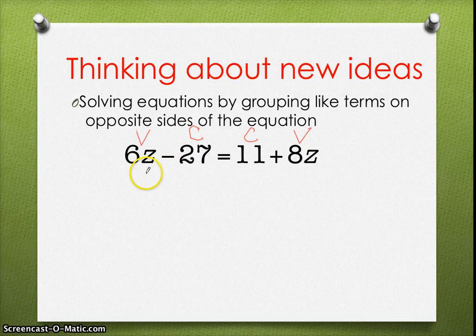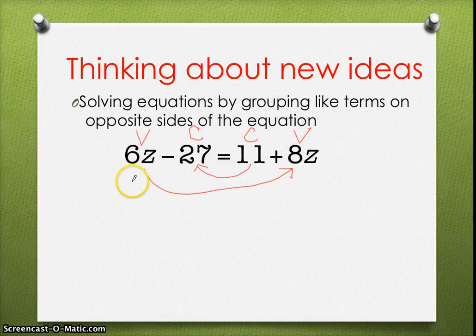So let's go ahead and move the variable to the right. If I move the variable to the right, I need to make sure that I move the constants to the left. That way, I have all my constants on one side and all my variables on the other.